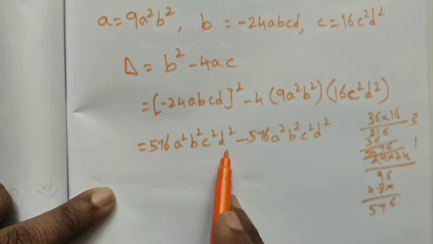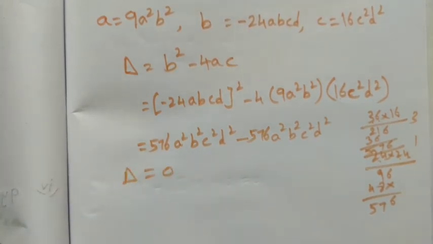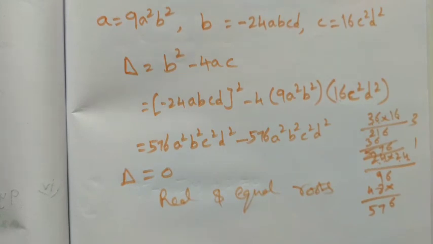Here also the same number, so both cancel and we get 0. So the discriminant is equal to 0, which means it has real and equal roots. That is the answer. Thank you, students.